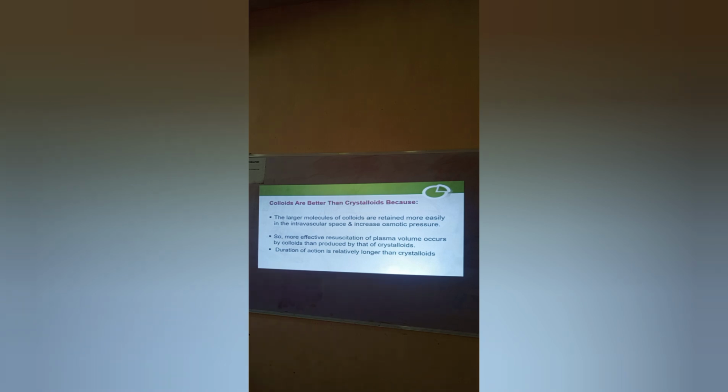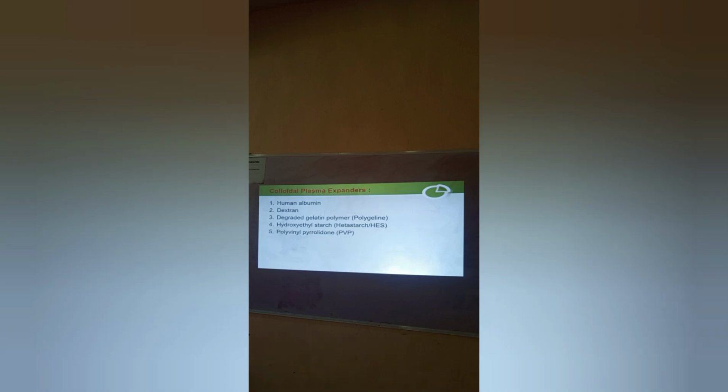They are effective in resuscitation of plasma volume. Another benefit. Examples of colloids include dextran, degraded gelatin polymer, which is also known as polygelin, hydroxyethyl starch, which is also known as ether starch, and the last one, polyvinyl pyrrolidone, that's PVP.